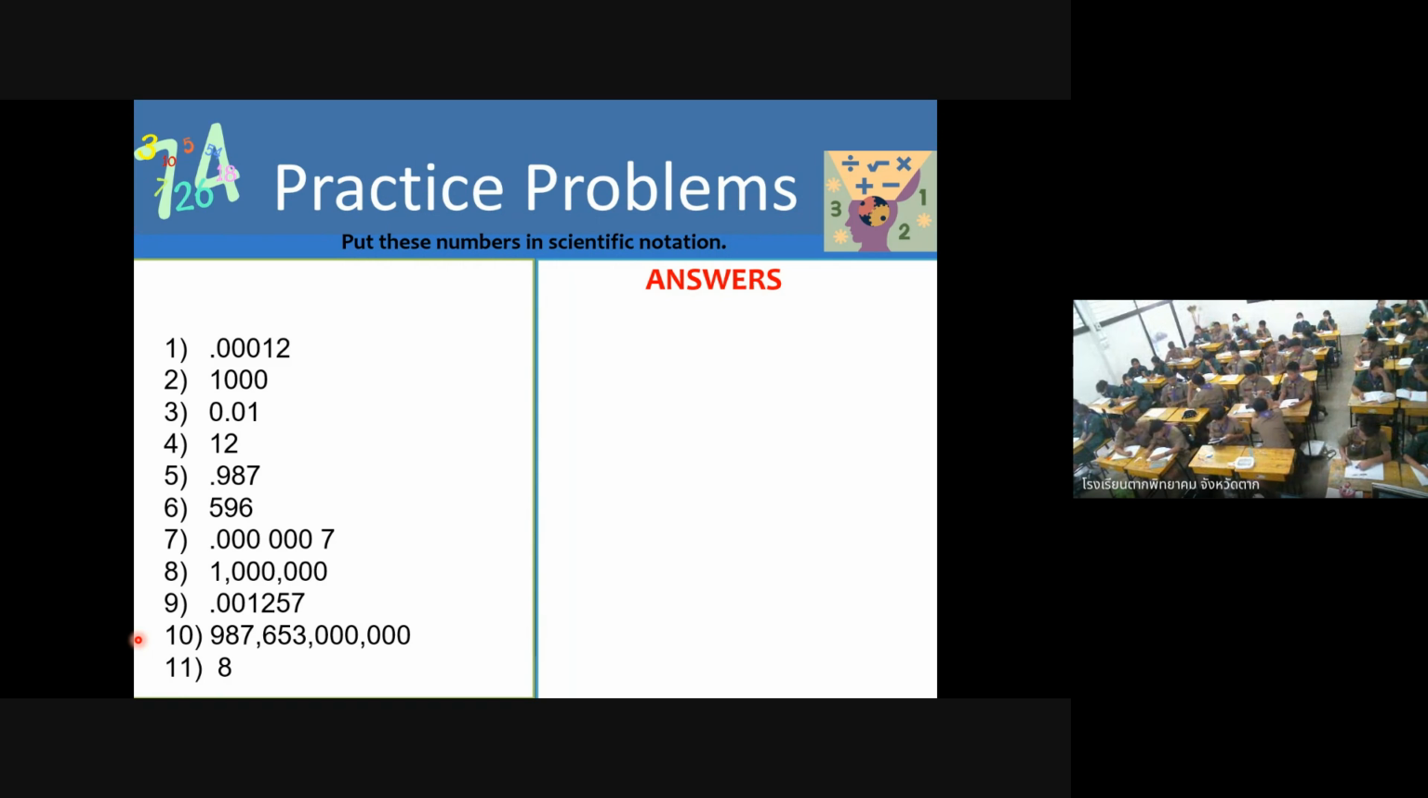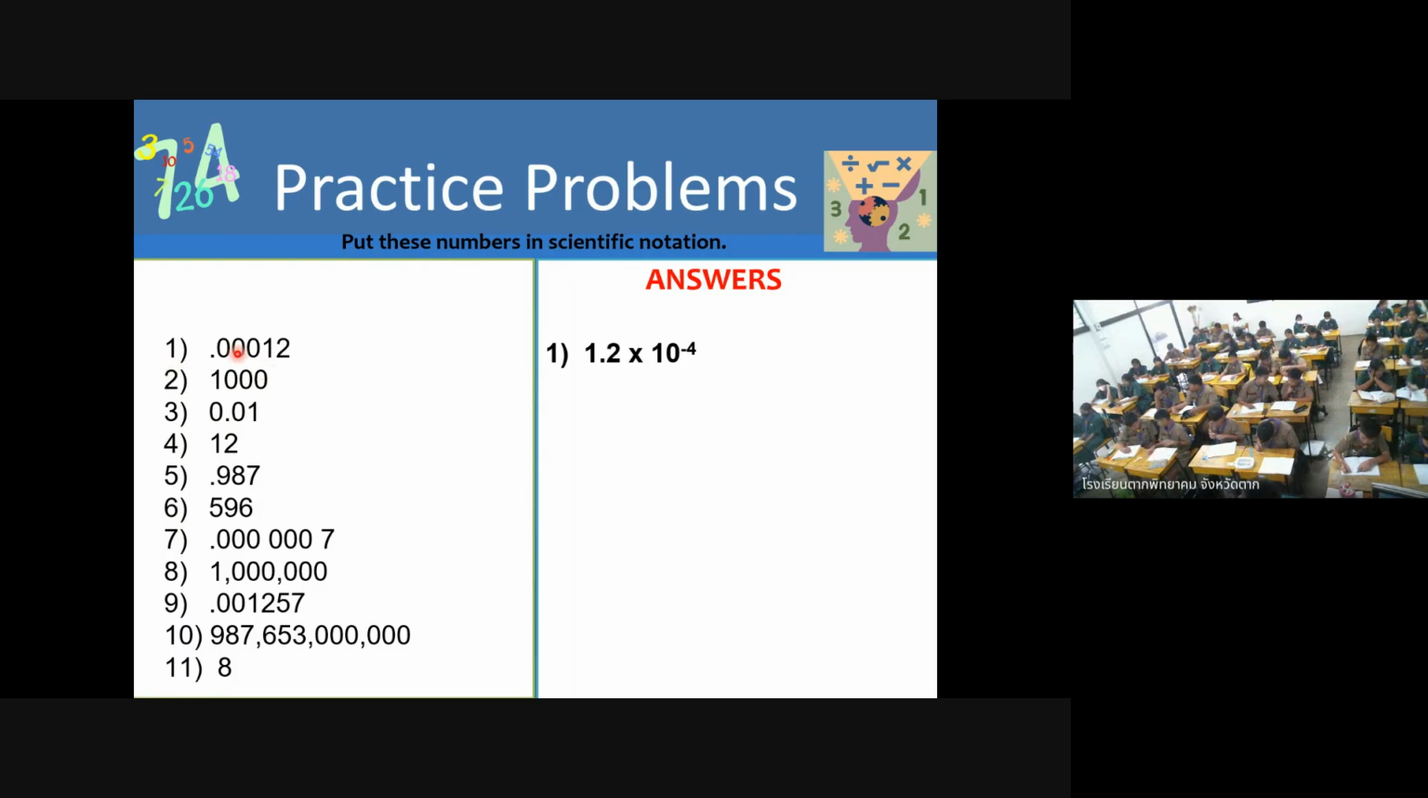Okay, everyone, let's check this. Okay, everyone, we have here 0.00012. What is it in scientific notation? Okay, that is 1.2 times 10 to the power of negative 4.